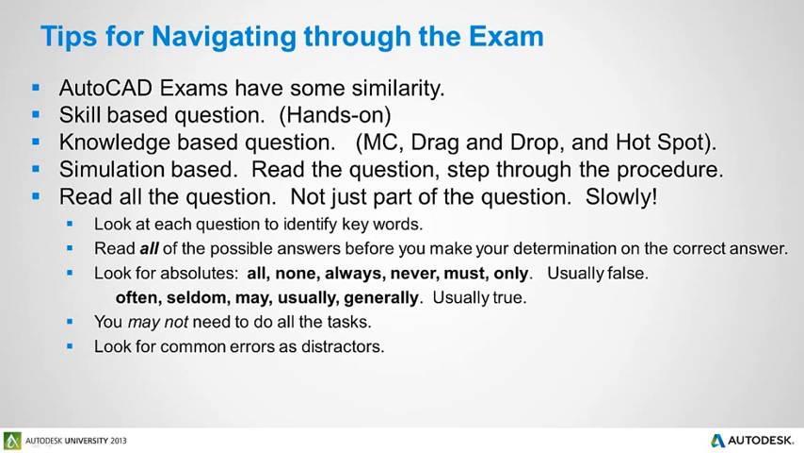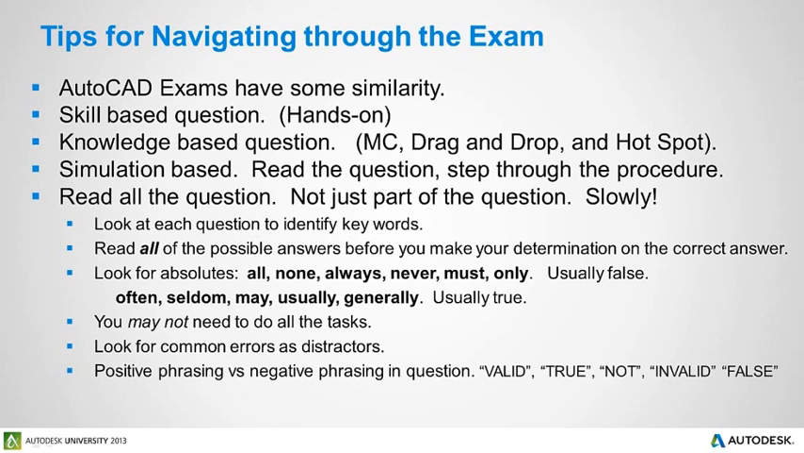And look for common errors as distractors. Those of us who've been taking and writing exams for a long time know that in a multiple choice question, there's going to be one or two definite tough distractors to take us off the topic at hand. Find those, eliminate those. So if you have a question with four possible answers, try to eliminate two of the distractors right off the bat, and now you have a 50-50 chance of getting the question correct.